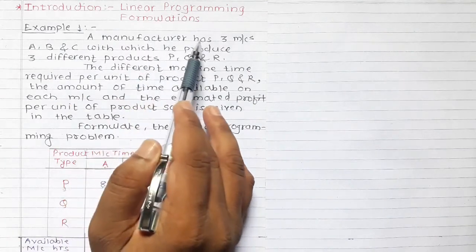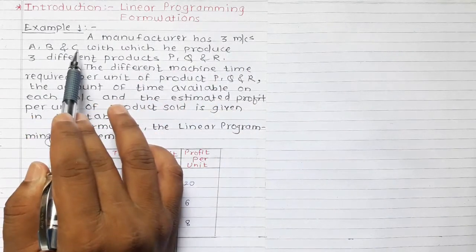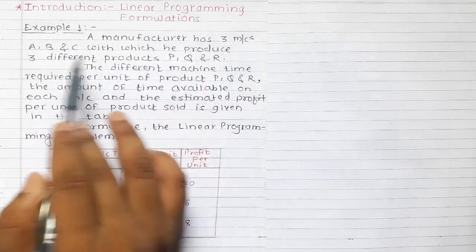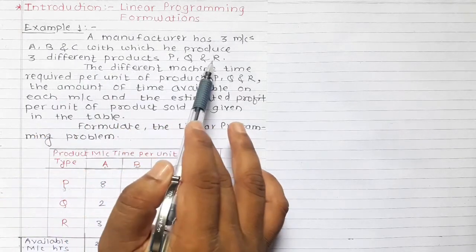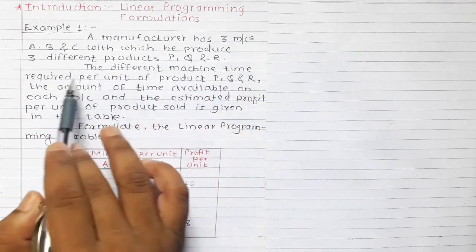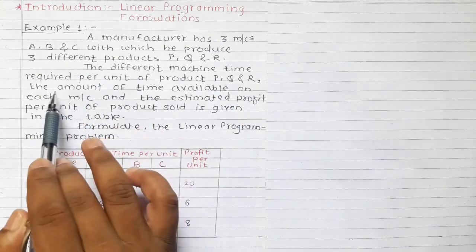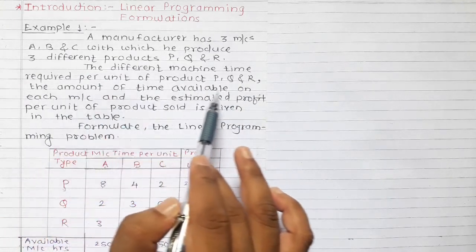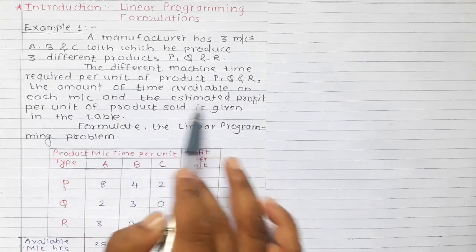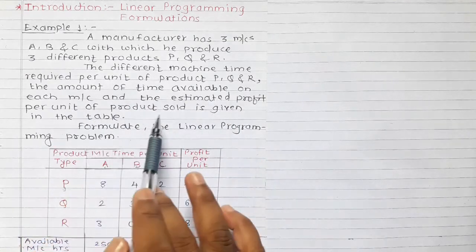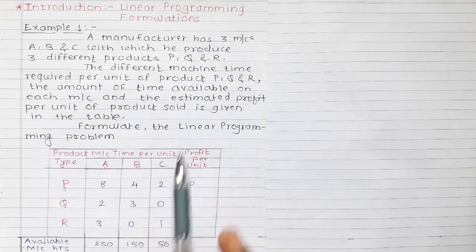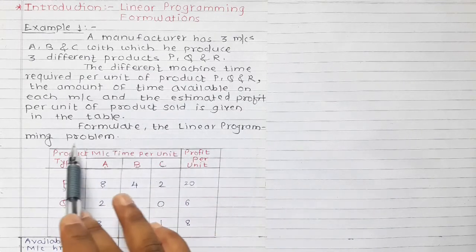A manufacturer has three machines A, B and C with which he produces three different products P, Q, R. The different machine time required per unit of product PQR, also the amount of time available on each machine, and the estimated profit per unit of product sold is given in the table. Formulate the linear programming problem.